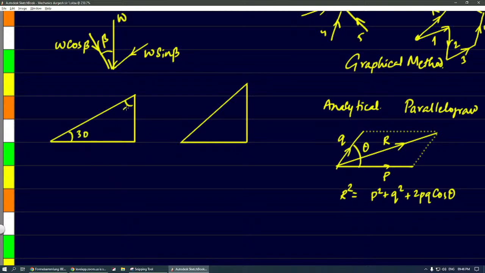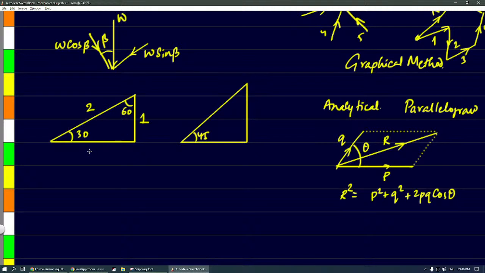So this angle is 30-60, and this is 45. In the 30-60 triangle, if this edge is 1, then the hypotenuse will be 2 times that. The hypotenuse is always double this length. Now what will be this side? Sine? No, no, the Pythagoras relation.